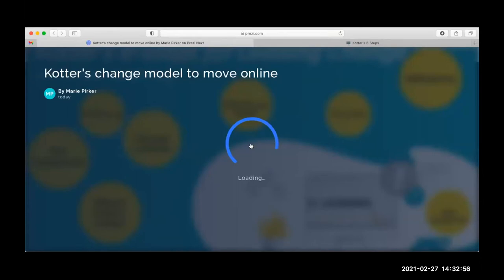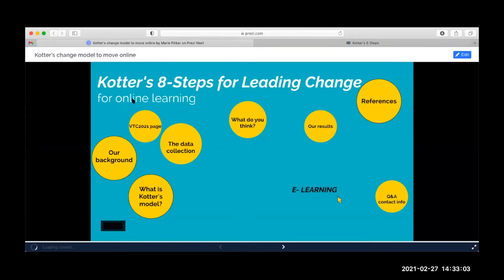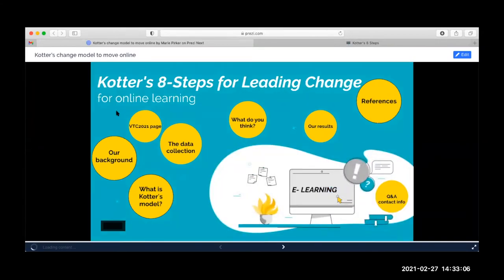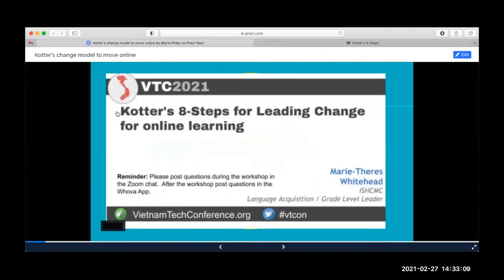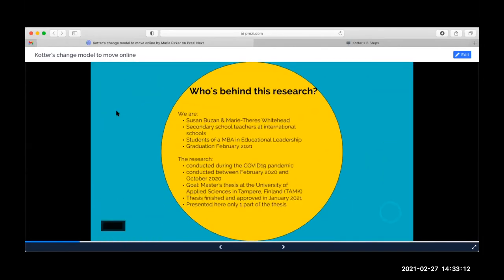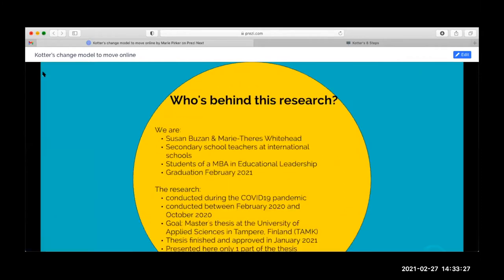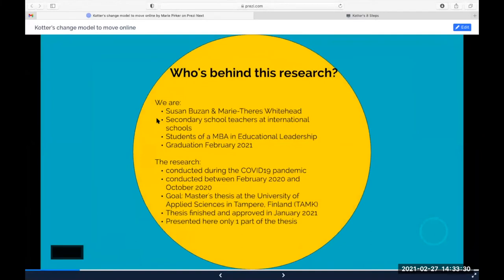So for Kotter's model, my friend Susan Buzan and I looked at what we could be doing for our master's thesis. Our background is that the two of us are both secondary school teachers at international schools. Susan was in Hong Kong, and now she has moved to Australia and unfortunately is not able to present here with me today. But she's the co-author of this thesis. We are both students at Tampere University in Finland, and we have just recently finished our MBA in Educational Leadership and graduated yesterday, to be precise.